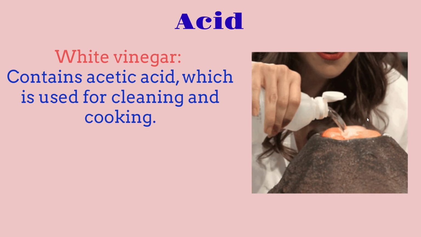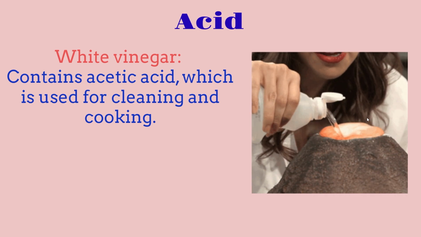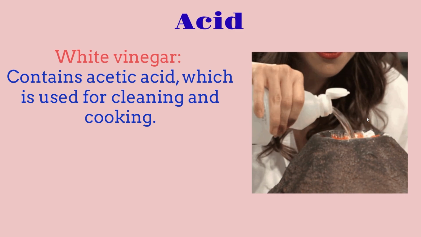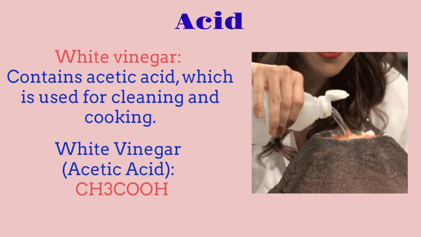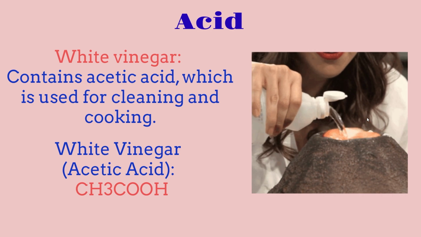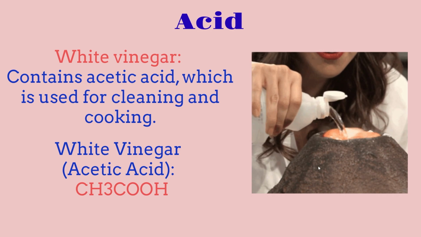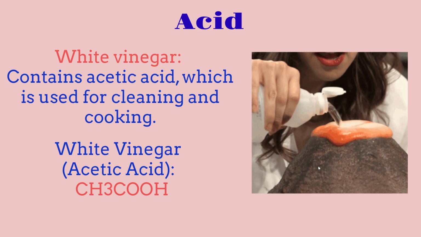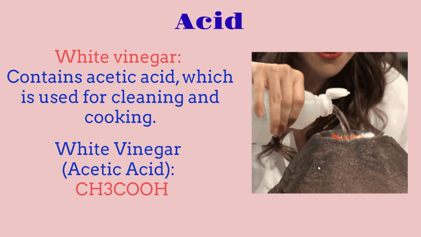The first example is white vinegar, and white vinegar contains acetic acid, which is used for cleaning and also cooking. The formula for white vinegar, or acetic acid, is CH3COOH. Here in this picture you can see that white vinegar can be used for experiments, for cooking, for cleaning, and many different other things as well. So this was our first example, white vinegar.